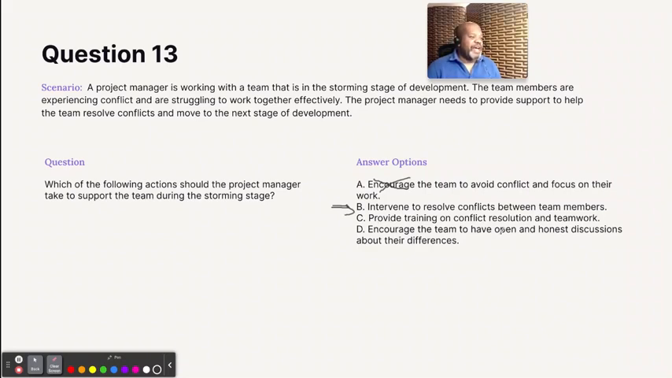Encourage the team to have open and honest discussions about their differences. I love this. And another thing I like about this is it puts the onus back on the project manager. The project manager is responsible for the action to preempt, to be able to look around the corner and see what is coming down the pike and making sure that these systems are in place to avoid these problems with the project.